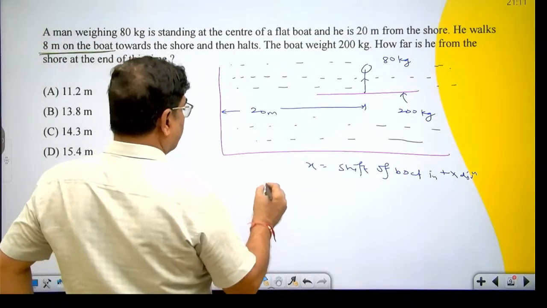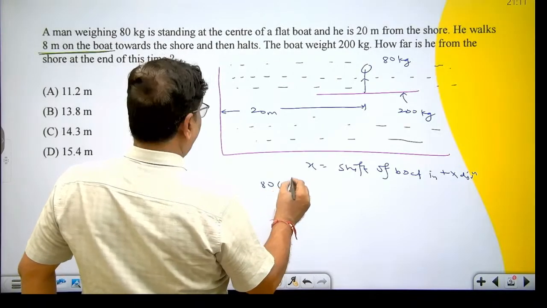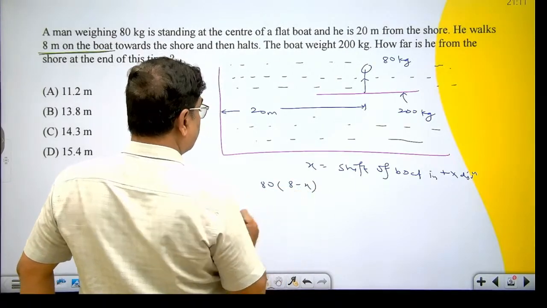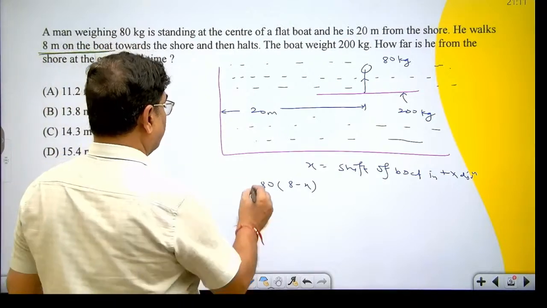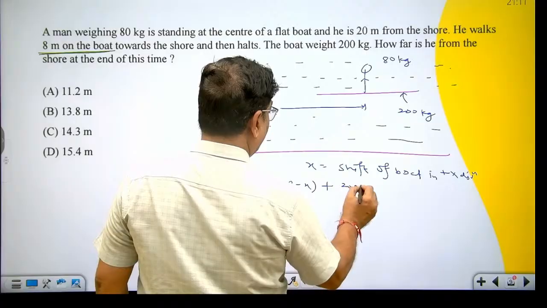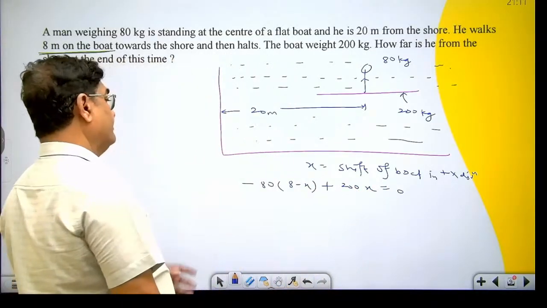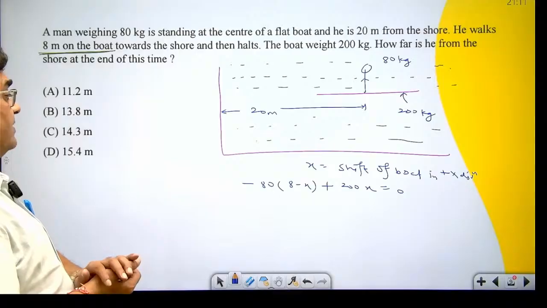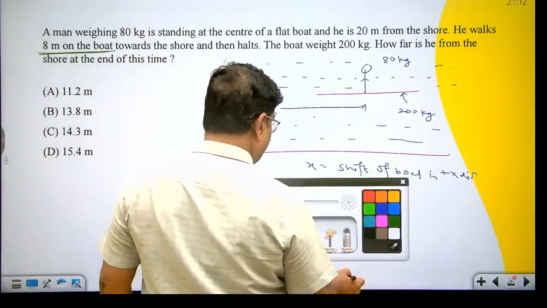On the left side we are writing displacement negative, 80 into (8 minus x). This is the displacement of the man with respect to ground, in the negative direction, okay? And this is the displacement of the boat in x, 200 into x, equal to 0. We have applied m1 x1 vector plus m2 x2 vector equal to 0. Now we can easily solve the equation and get the answer.